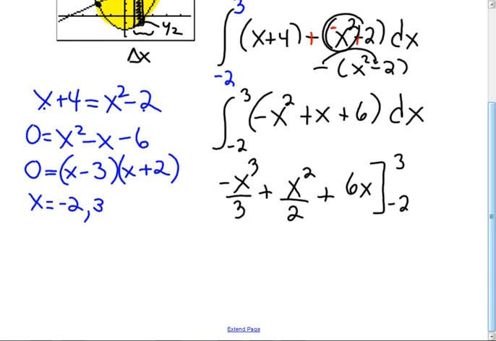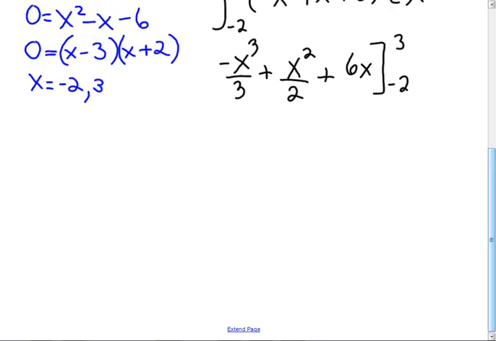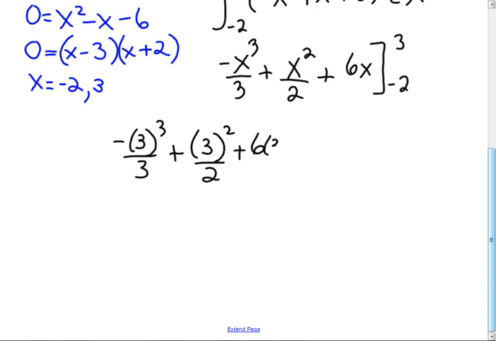Do I need C on this? What kind of integral is it? Definite. The definite integral has a definite answer. Nothing vague. Okay, so let's substitute that in. It's minus 3 cubed over 3 plus 3 squared over 2 plus 6 times 3. And I'm using the parentheses because it'll never hurt me to put the parentheses in. It might hurt me to not put the parentheses in.